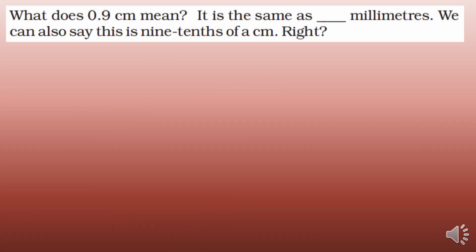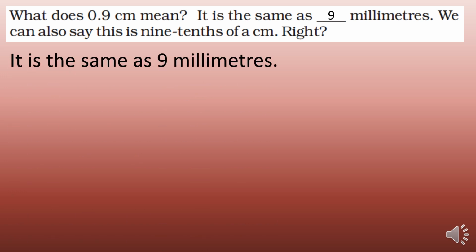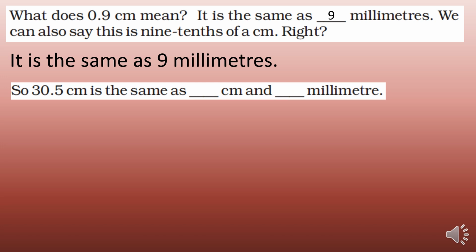What does 0.9 centimeter mean? It is the same as 9 millimeters. We can also say this is 9/10 of a centimeter, right? So 30.5 centimeter is the same as 30 centimeter and 5 millimeter.